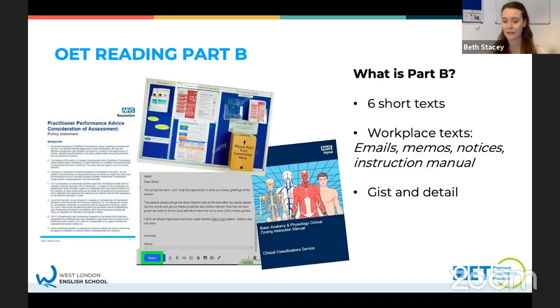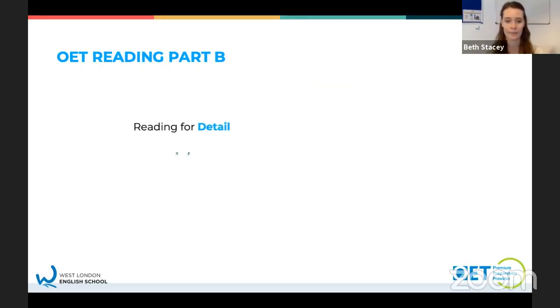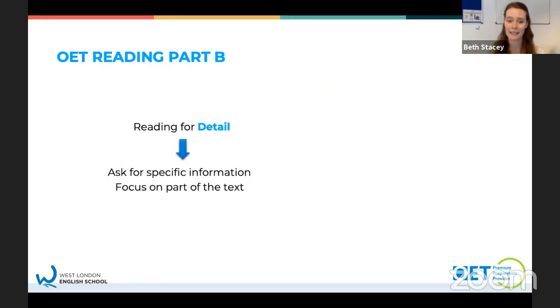And in terms of language, they are testing you mostly on gist and detail. And we're going to look at what this is a little bit more. So reading for detail is finding specific information in the text. That means there might be a specific thing you find, so you need to almost skim and scan, find the answer, and that one particular thing will be the answer.